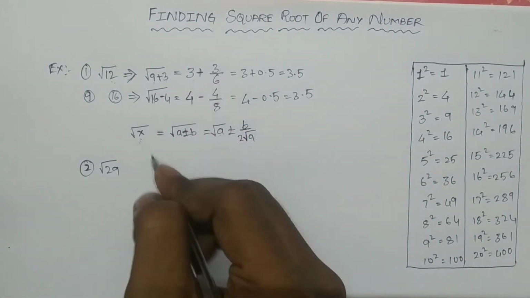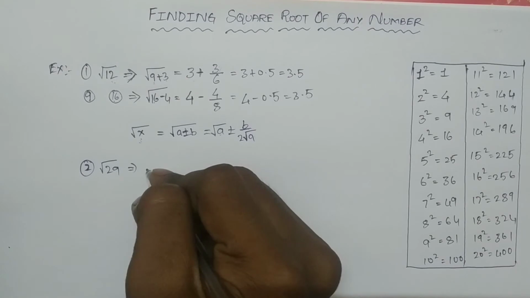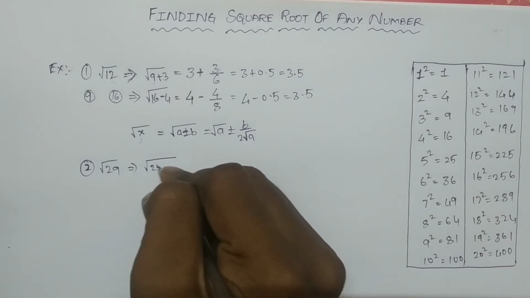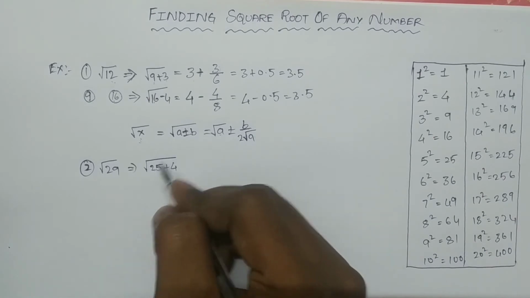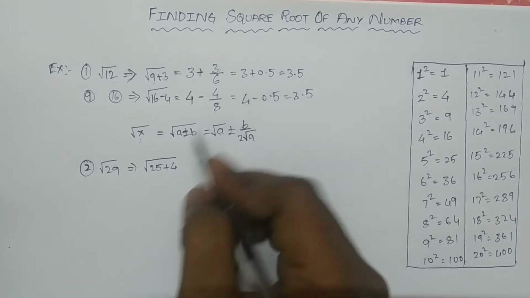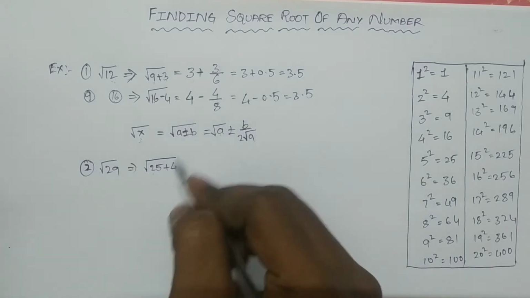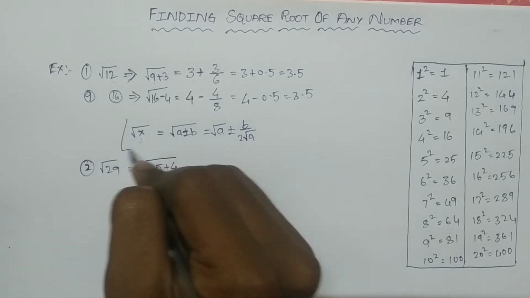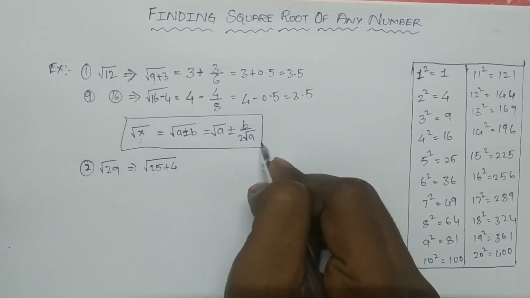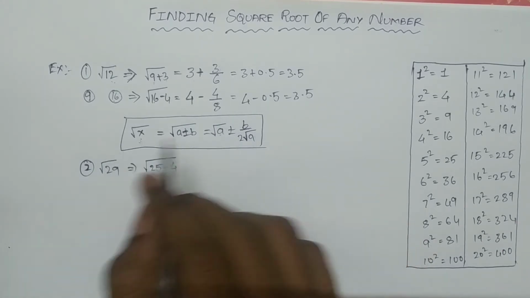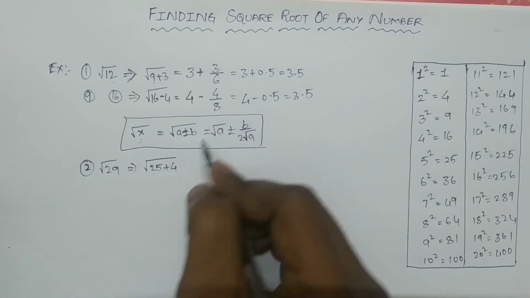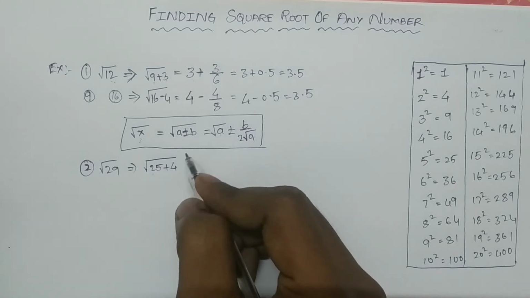So I am writing root over 29 in the form of square root of 25 plus 4. A is 25 and B is 4. I am comparing with the formula. If you remember this, it will be enough to find the square root of any number.